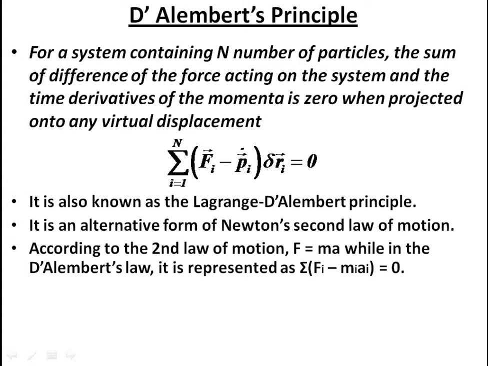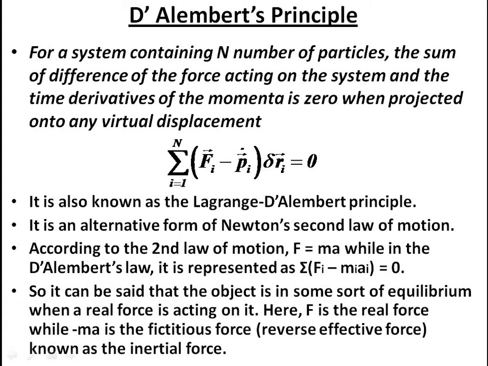For generalization, we use the subscript i. That is all. And so it can be said that the object is in some sort of equilibrium. That's the essence of D'Alembert's principle. D'Alembert's principle considers any dynamical system as a system which is at instantaneous equilibrium. Okay, instantaneously at equilibrium. For that instantaneous value, we take Fi minus mi ai for any time instant.